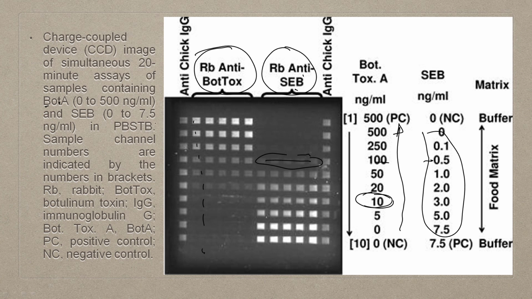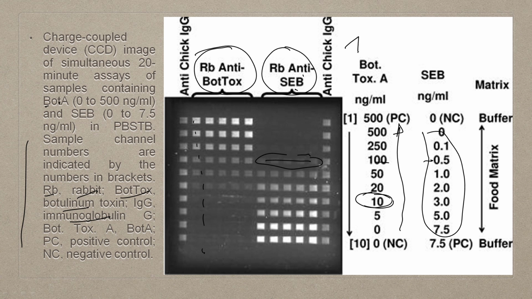Okay. Now, sample channel numbers are indicated by the numbers in the bracket. RB stands for rabbit, botulinum toxin, IgG immunoglobulin, and all the other short forms are given there. So, this is how modern day assay systems look.